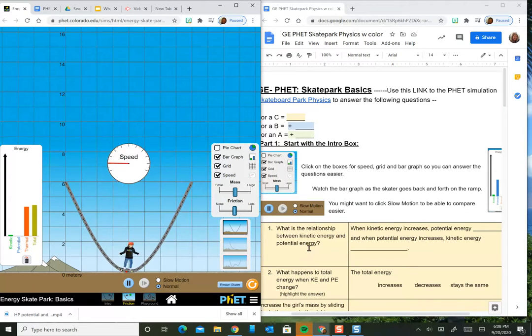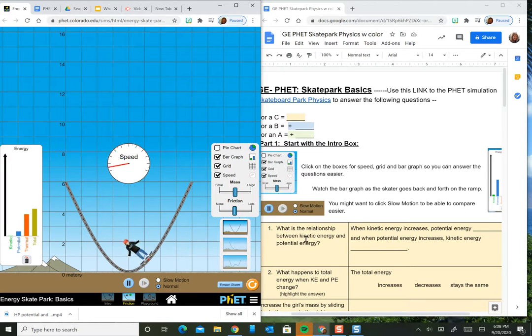And then it says which type of energy decreases when you add friction. So you have to come over here and check that out when you add friction. And then if she stops, go ahead and put her back up. So she keeps going while you're studying that. And then what is the relationship between friction and thermal energy? So then you have to look at thermal energy.